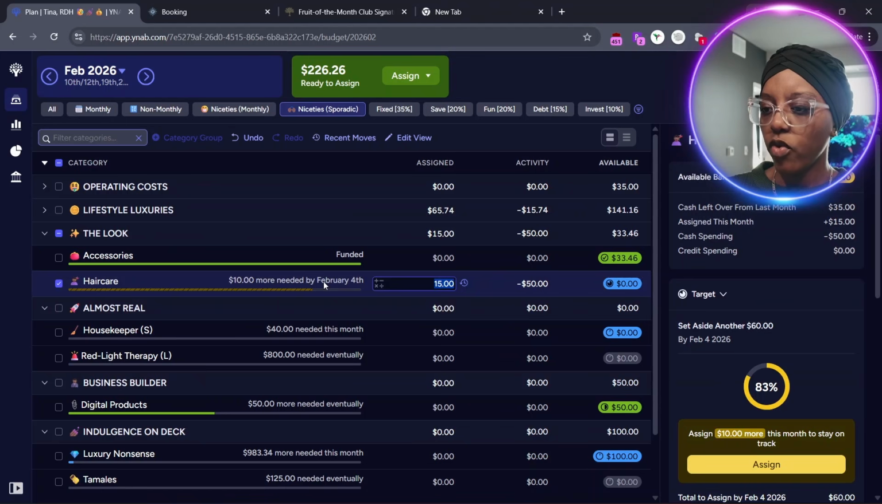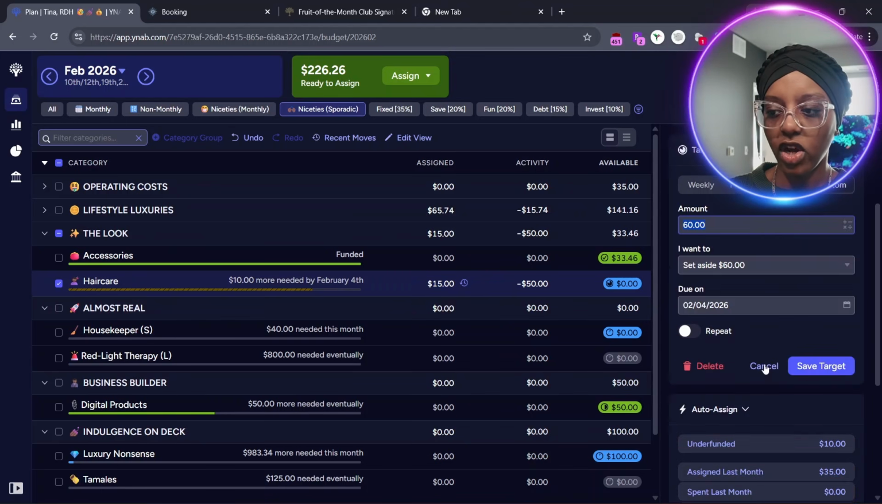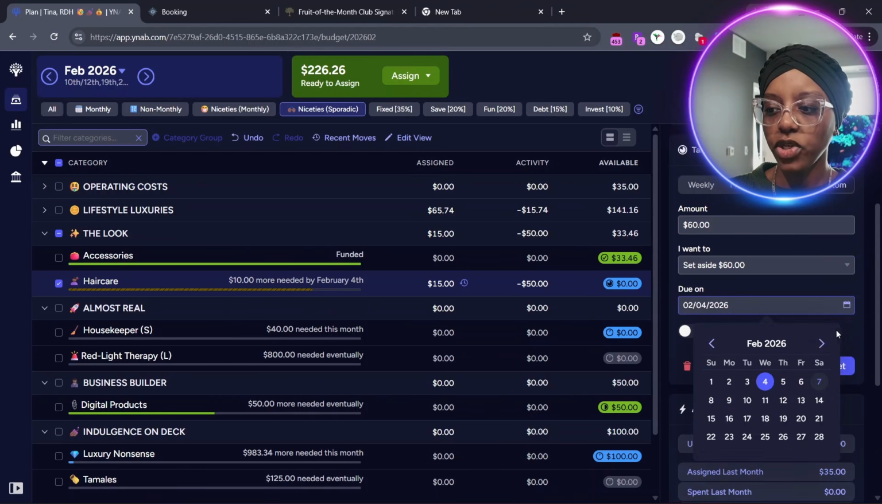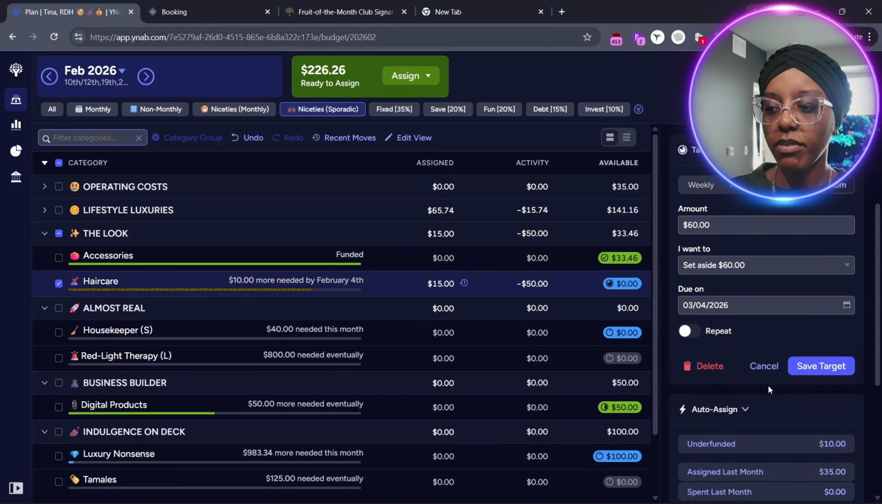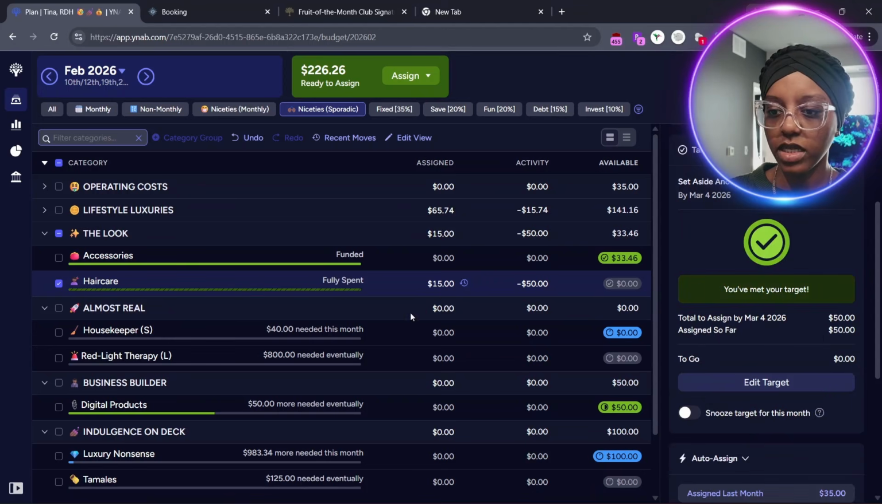$10 more by February 4th. I didn't actually need $60, I only needed $50. So I will push this out until, we'll say March 1st, and then we'll also do $50, March 4th rather, and we'll see $50. How is it fully spent?